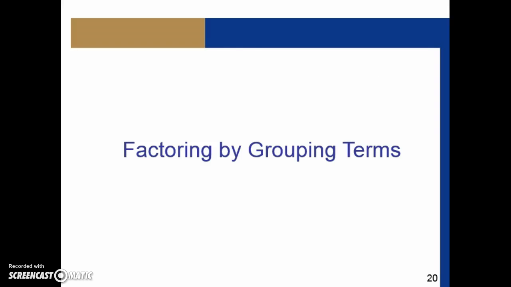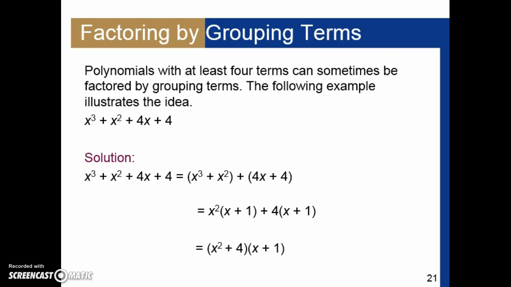The last technique for factoring is factoring by grouping, and we're just going to look at one example. The first clue that you might be able to factor something by grouping is that you're going to have 4 terms. If you don't have at least 4 terms, you're going to have a hard time factoring by grouping. So if you have 4 terms and you're asked to factor something, then look for a set of 2 terms that have something in common.